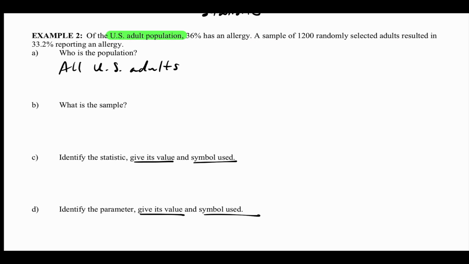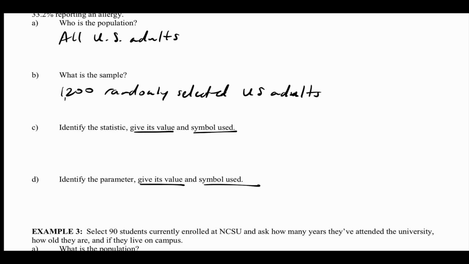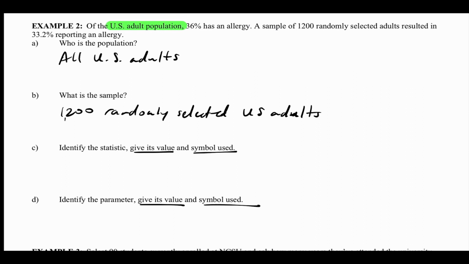Okay. Who or what is the sample? 1,200 randomly selected U.S. adults. They're still U.S. adults. They're just not all of them. It's the ones they picked, right? How did they pick them? Well, they used some sort of system like we did in chapter four. We learned how to make a good sample.